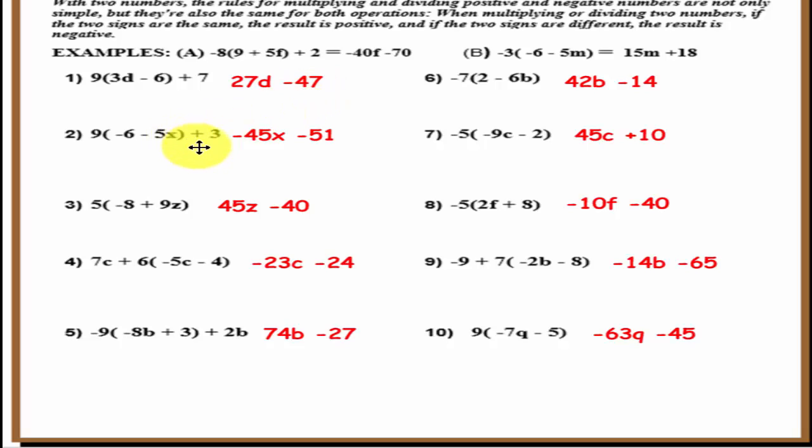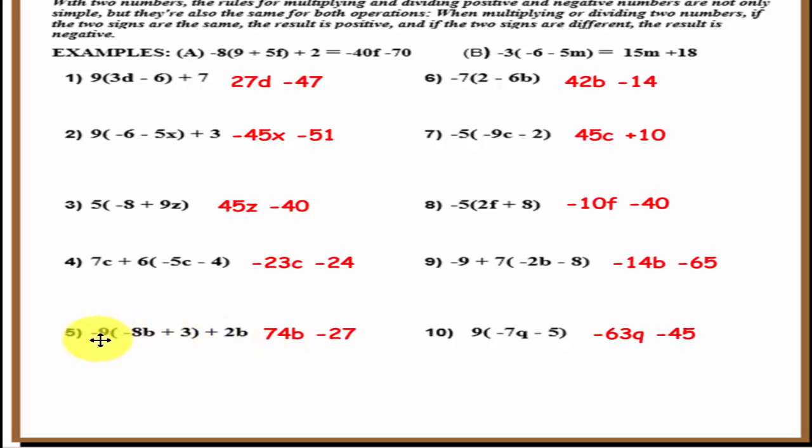Okay, let's look at number 2. Your answer should have been negative 45x minus 51. And for number 3, you should have 45z minus 40. Okay, because remember, this is a negative 8. Okay, number 4, you should have negative 23c minus 24. All right, and for number 5, it should be 75b minus 27.